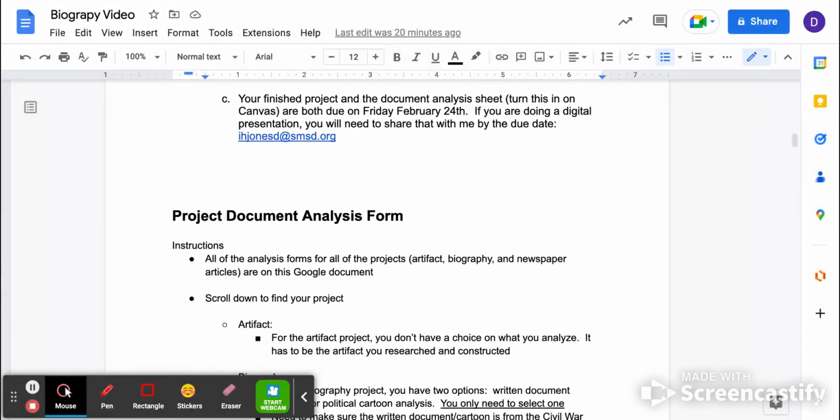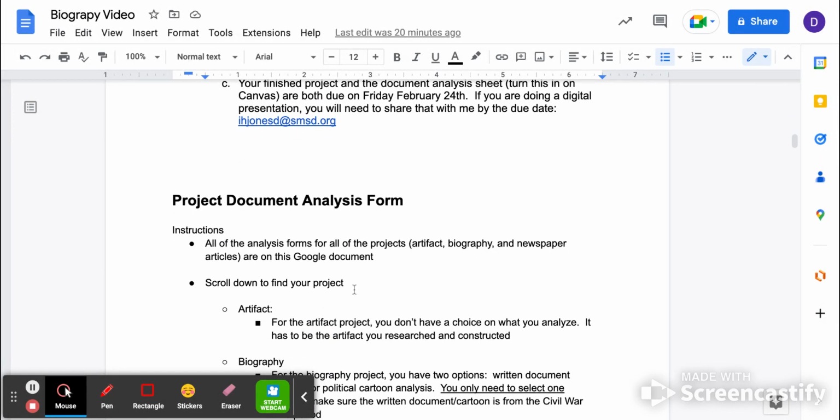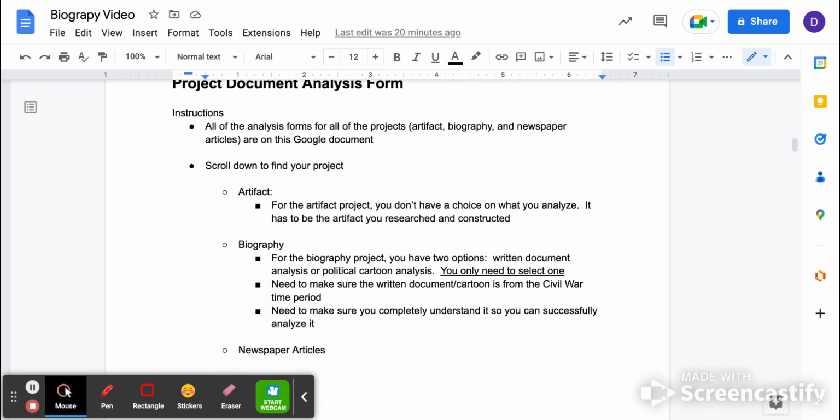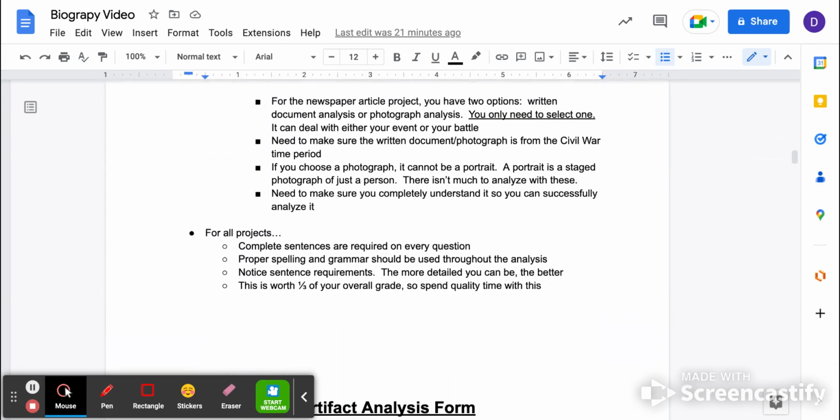One thing I have done on this, and I'm not doing this to confuse you, I'm just doing this so our gradebook doesn't become a mess, is I've put all the document analysis forms for all the projects on here. So you're going to see like 6 or 7 of them. You're only choosing one, and I'll show you where it is. So biography, 2 options, written document, political cartoon, analysis. Has to be from the time period. Make sure you understand it. The instructions for all of them are the same.